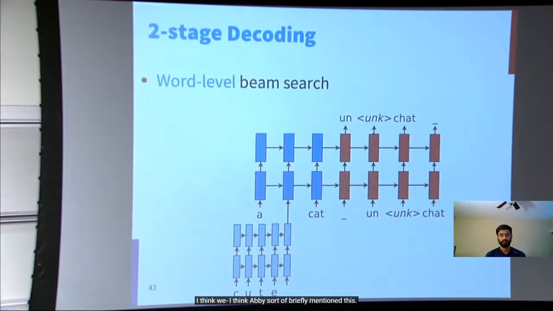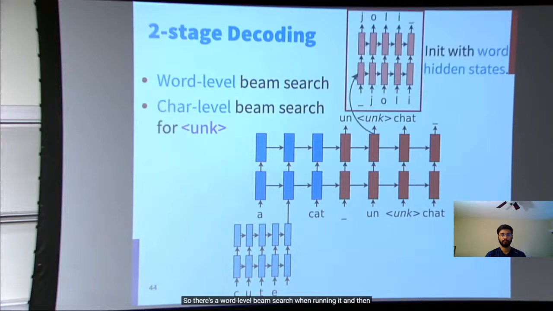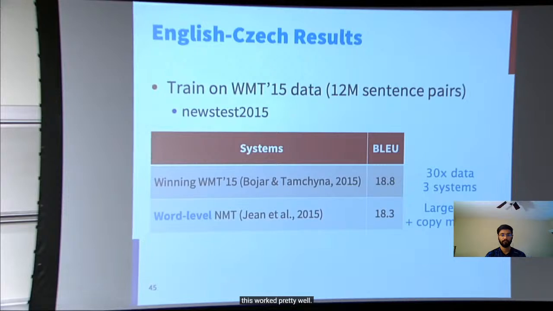So then, I think Abby sort of briefly mentioned this. Commonly, the decoders do some kind of beam search to consider different possibilities before deciding the highest probability one over a sequence of words. And this was doing a slightly more complex version of that. There's a word level beam search when running it, and then also a character level beam search to consider different possibilities, and you want to integrate the two of those together. But essentially, this worked pretty well.